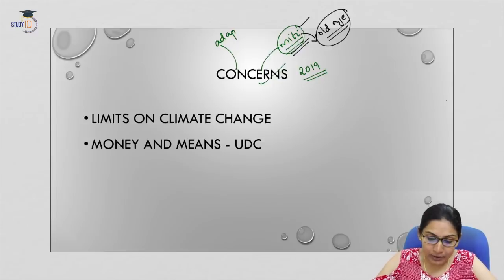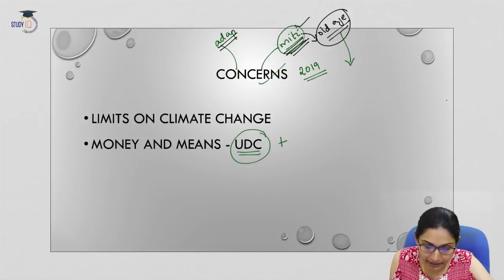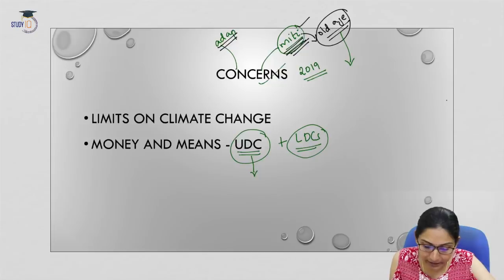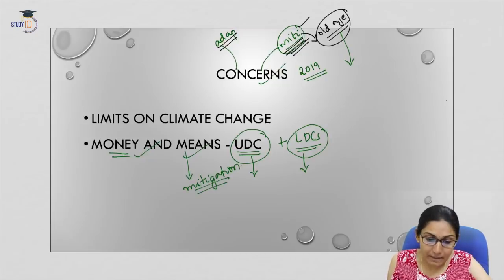Now, what is the problem with adaptation and mitigation? We have seen that the old age concept is to give more emphasis to mitigation. But what is the biggest issue? The biggest issue is that larger parts of the world, which comprise underdeveloped countries and least developed countries, do not have the means, the monetary resources, in order to adopt mitigation. So this is the biggest limitation with mitigation.